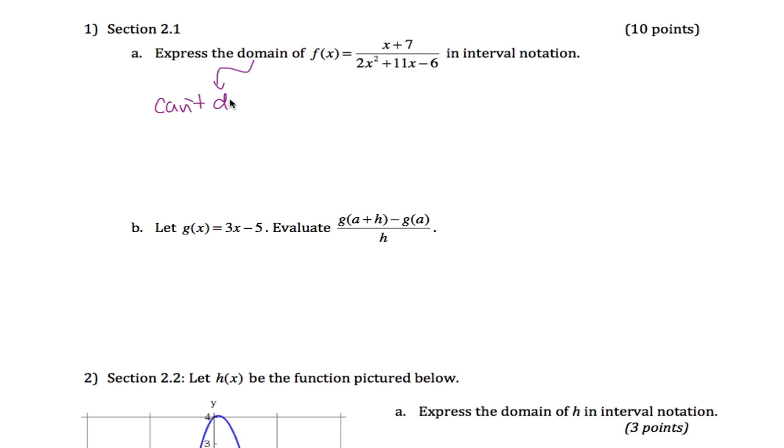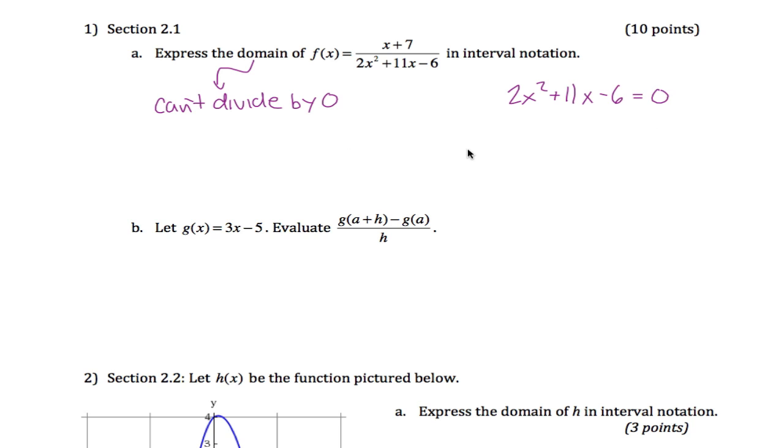Did I just misspell divide? Yes, I did. Can't divide by 0. In other words, 2x squared plus 11x minus 6 can't be equal to 0. So we want to figure out what x's will make 2x squared plus 11x minus 6 equal to 0. Let's solve this equation right here.